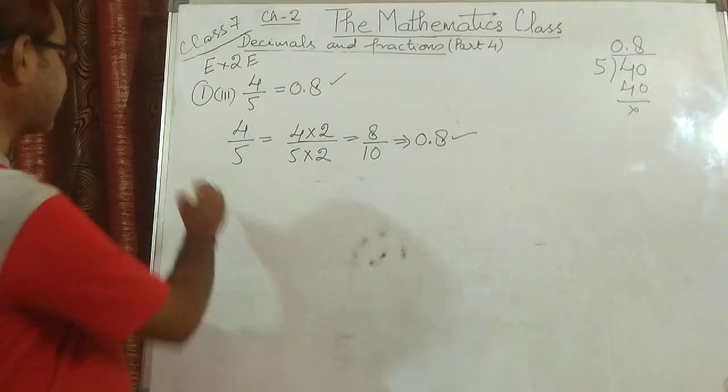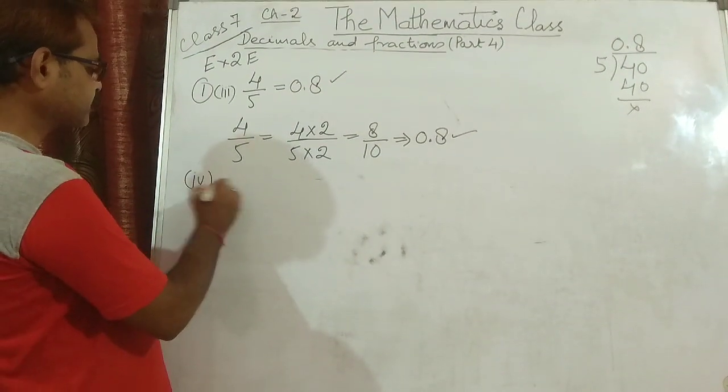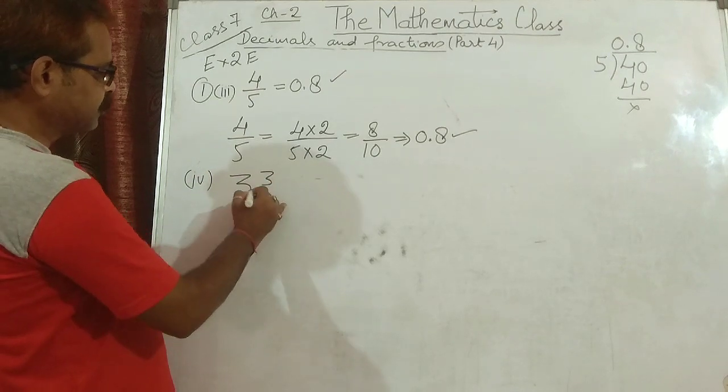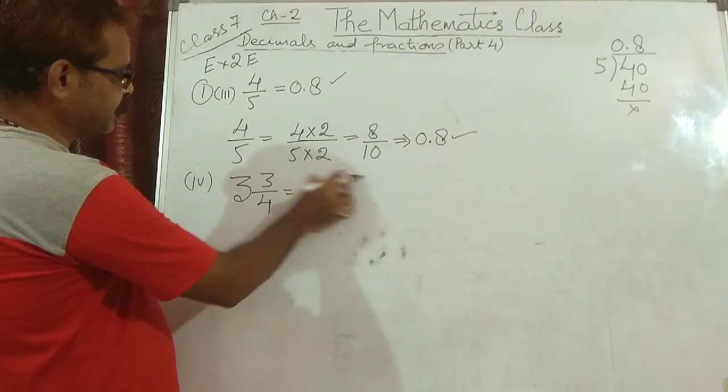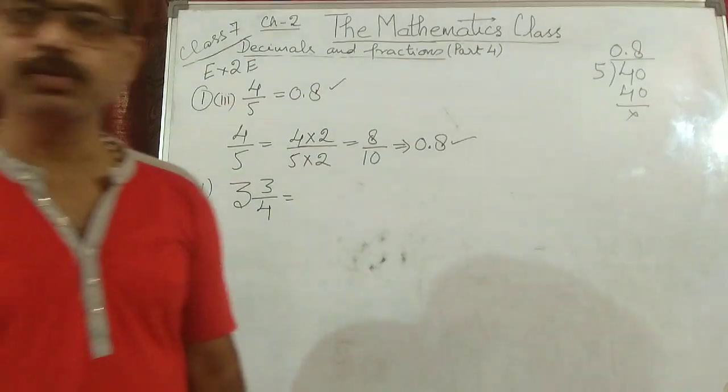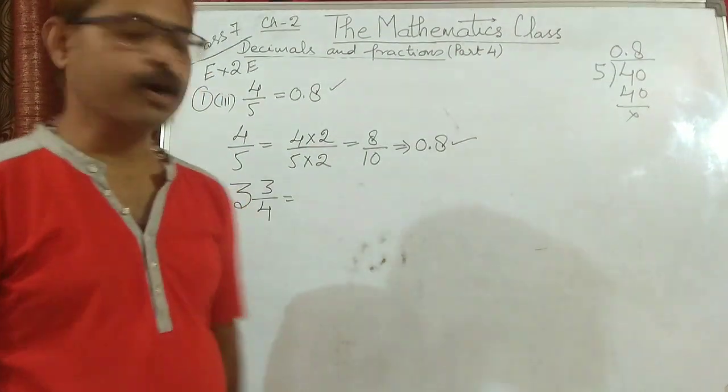Let's take one more part. Fourth part is 3 whole 3 upon 4. So what you need to do? First you need to convert it into a proper fraction.